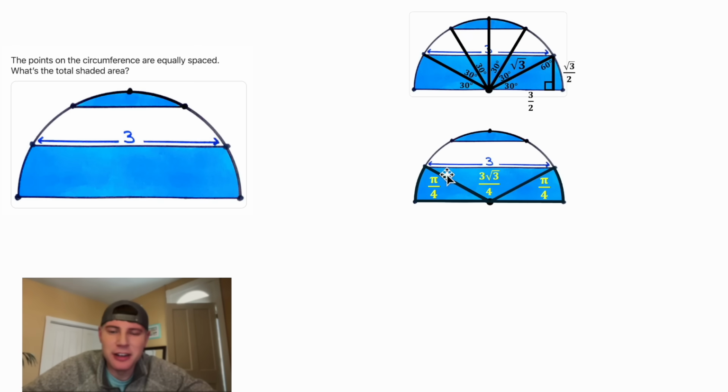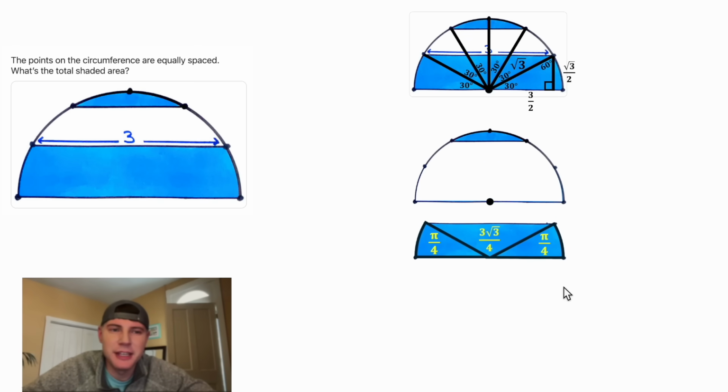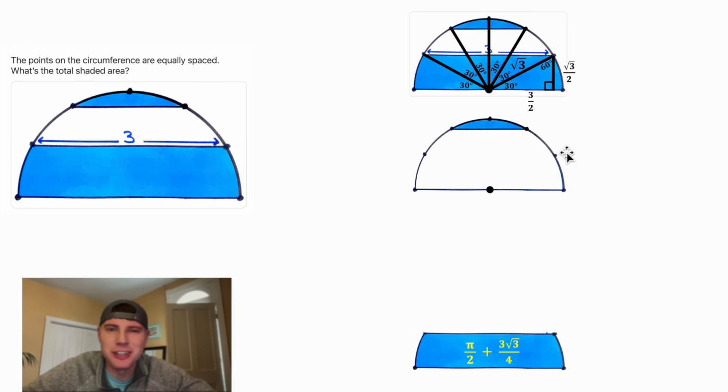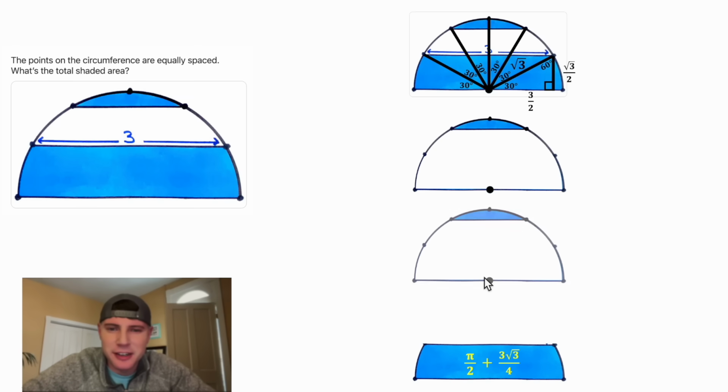And now we have the area of this whole bottom blue piece. It's equal to this plus this plus this. And we can rearrange things a little bit, and pi over 4 plus pi over 4 is equal to 2 pi over 4, and that simplifies to pi over 2. So the area of this lower blue region is equal to pi over 2 plus 3 root 3 over 4. And now we can focus on the top region. Let's make a copy of this down here. Let's bring in these 2 radii for both of these.